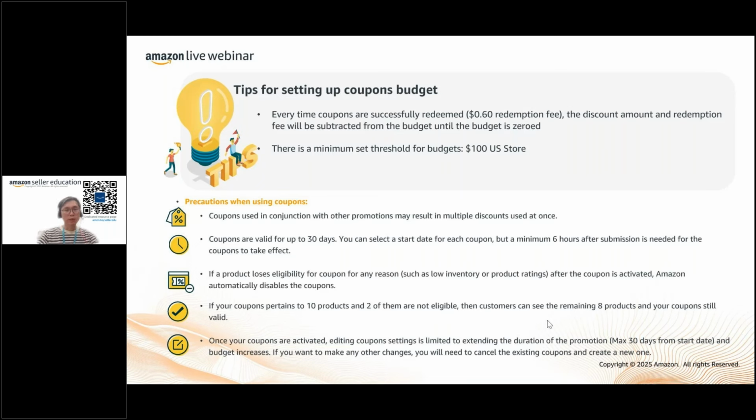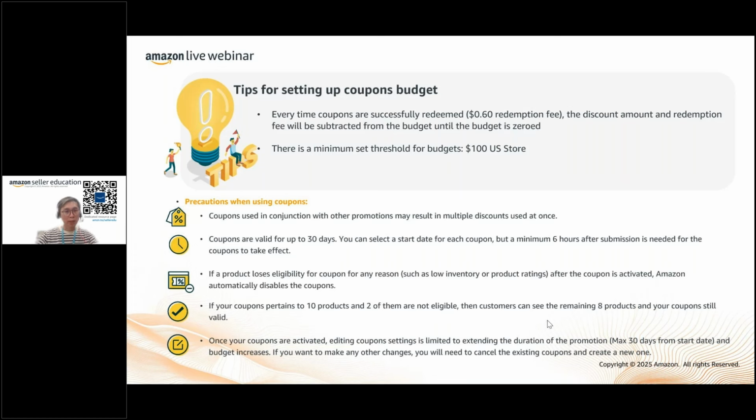So maximum 30 days, you can set your coupons promotion. You can select the start date if you have different coupons promotion, but you need at least about 6 hours for it to take effect, if you intend to run it on the same day, assuming there's no other error or validations for your coupon campaigns.